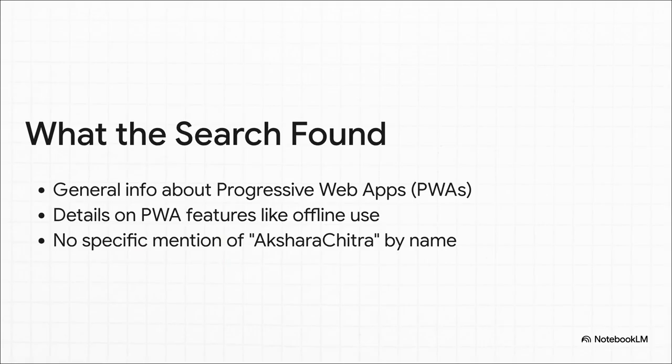Now, the search wasn't totally useless, but it was indirect. It gave us a ton of info about this thing called a progressive web app, or PWA for short. And yeah, PWAs are known for working offline, but, and this is the key part, not a single result actually mentioned the AksharaChitra app by name. So we had this big, general concept, but zero specific proof.